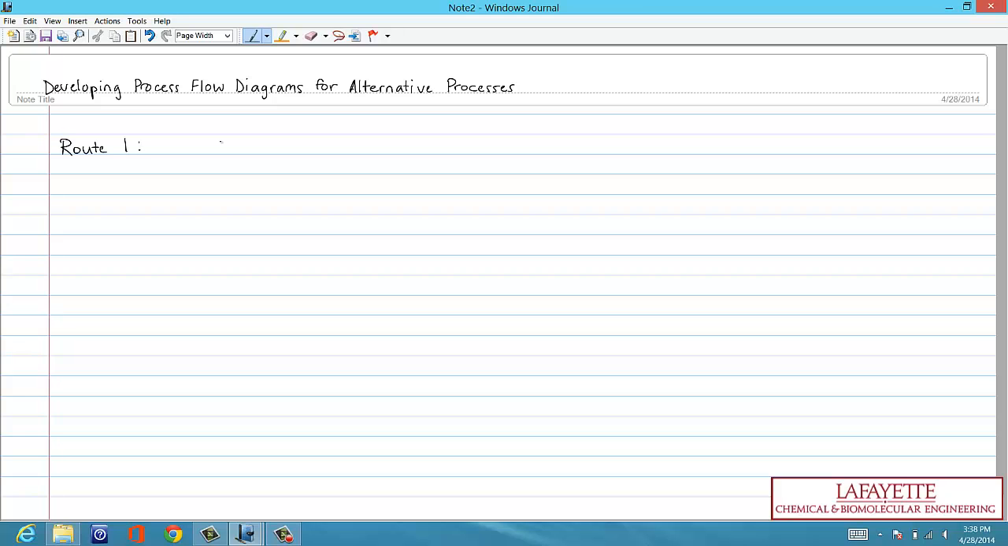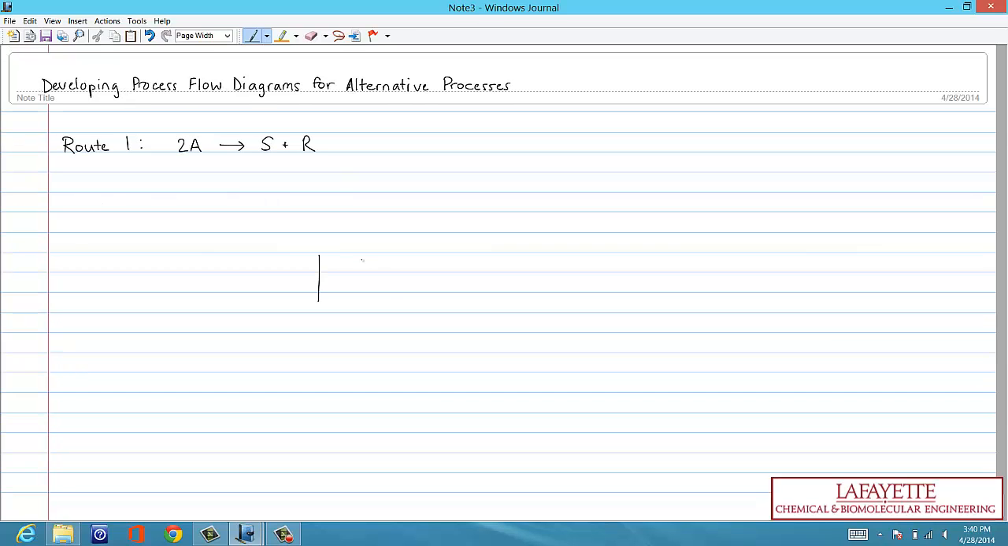In the first reaction route, 2 moles of A are reacted to form 1 mole of S and 1 mole of R, both of which are marketable products. The second reaction route reacts 1 mole of A with hydrogen to make S and methane. For this problem, we do not need to worry about stoichiometry. Now we have to sketch process flow diagrams for both reactions.